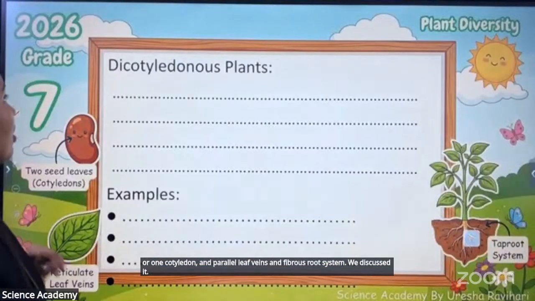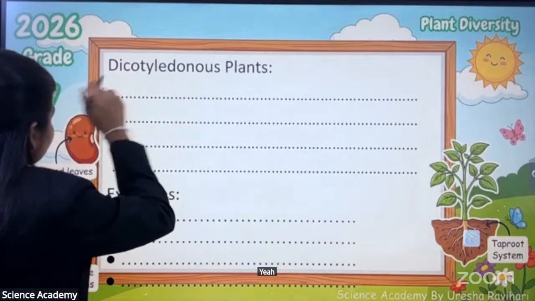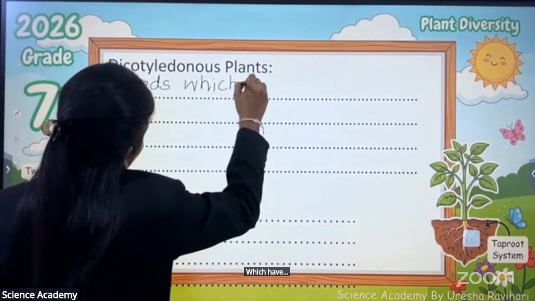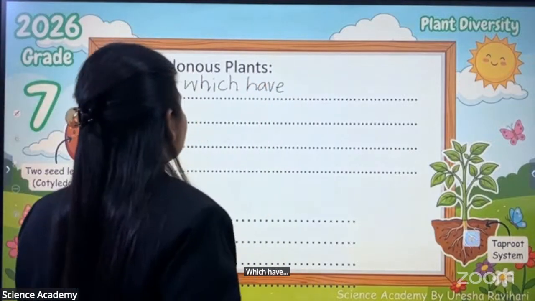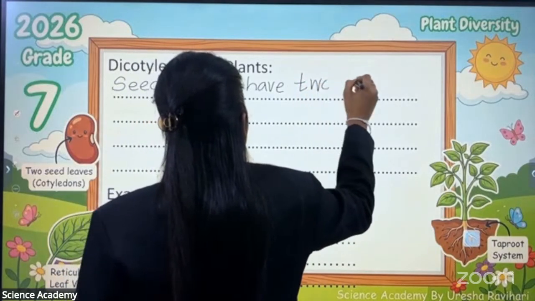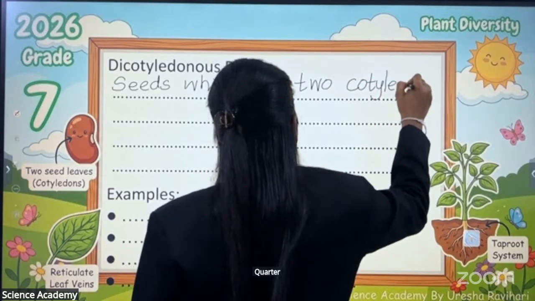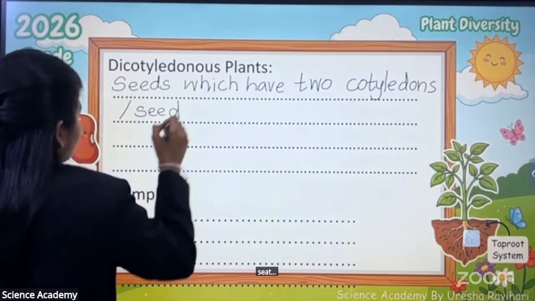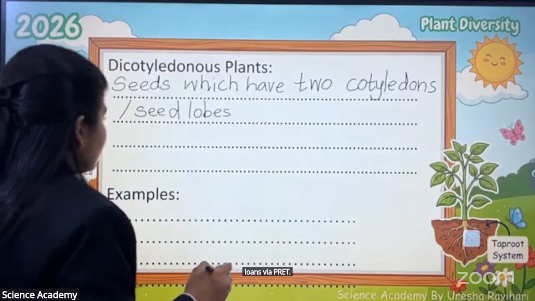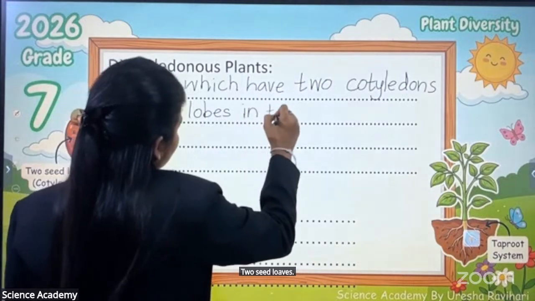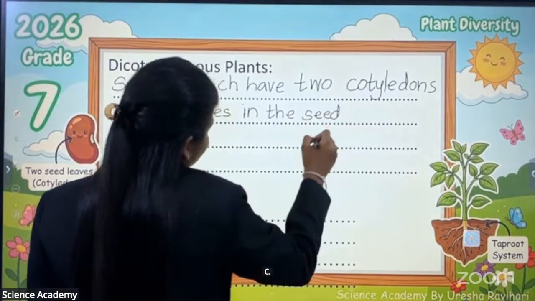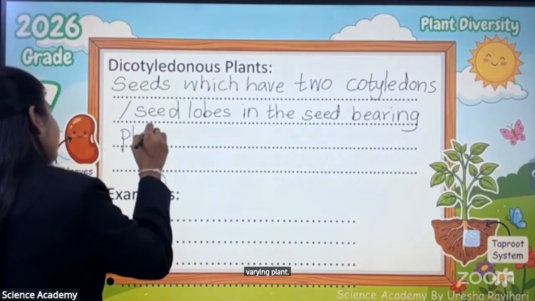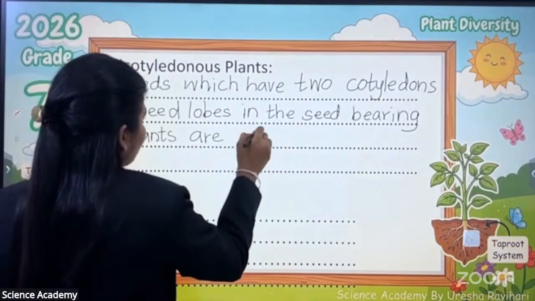We discussed it. And dicotyledonous plants: seeds which have two cotyledons or seed lobes, two seed lobes in the seed, bearing plants are called dicotyledonous plants.